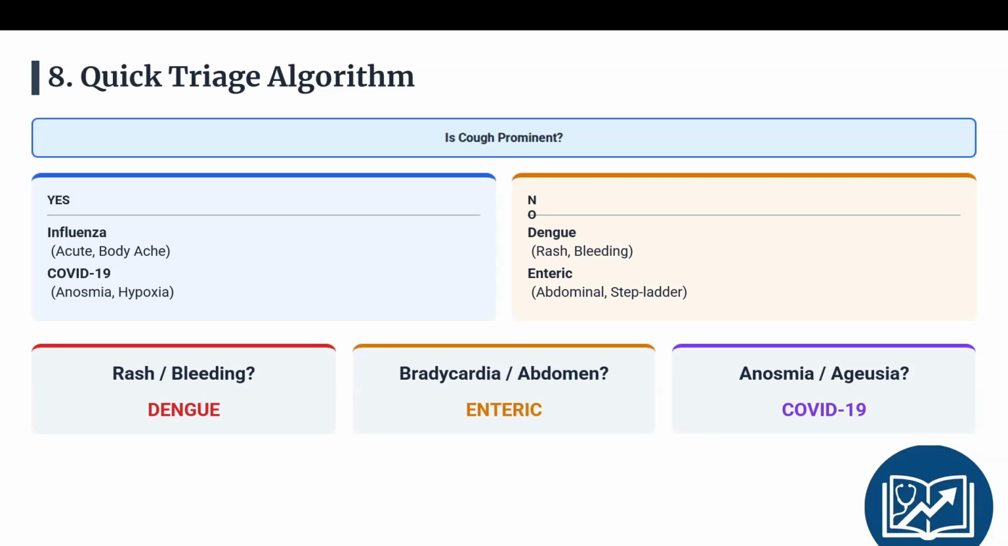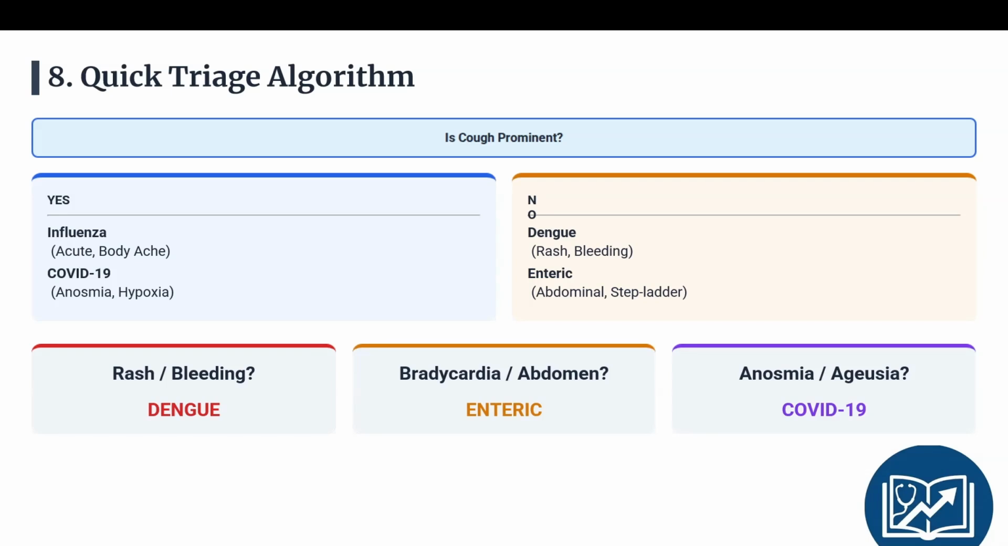If there is no cough, although in enteric fever we usually see dry cough in clinical practice, most patients do not have cough. So, enteric fever, there will be abdominal symptoms with stepladder kind of fever. In case of dengue, the patient will not have cough but can have rash or bleeding. So, rash or bleeding present, think of dengue. Bradycardia or abdominal symptoms, think of enteric fever. Anosmia or ageusia, think of COVID-19.